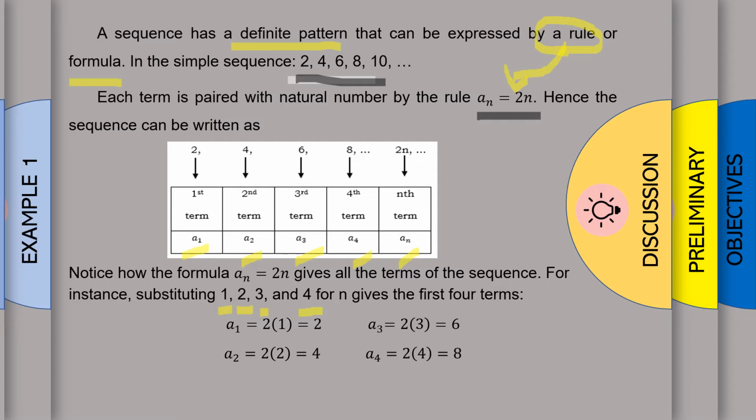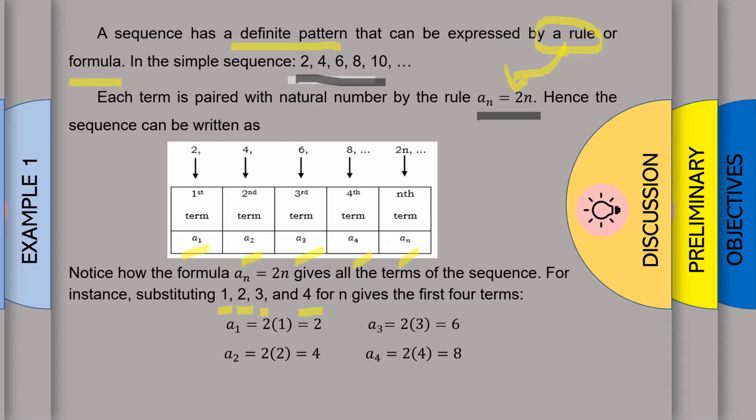Yung n will tell you the position of the number. Kung nilagay mo ay n mo ay 2, you're looking for the second term. Kung ang n mo naman ay 4, you're looking for the fourth term. Anong number nga ba yung nasa fourth term in that given sequence? Kung n mo is 1, we're talking about the first term. You're looking for the first term in the given sequence.